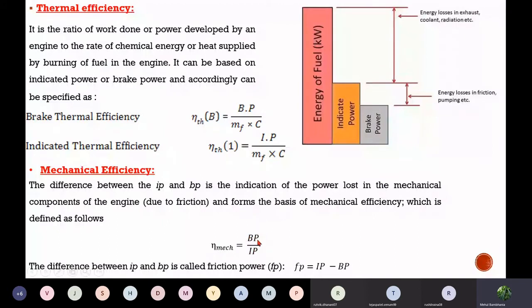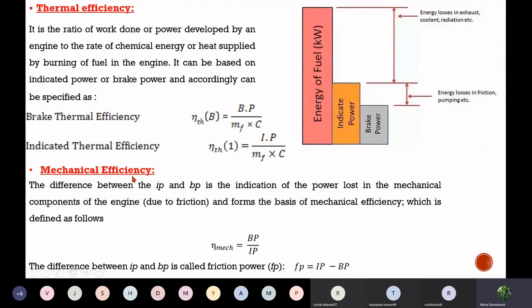When you are considering the mechanical efficiency, this is the output and this is the input. Output is in terms of shaft power, and what is the input? Definitely that is the reciprocating motion of the piston. So this is my input. It is generally referred to as indicated power, and output is in terms of brake power. So whatever efficiency we derive from that is called mechanical efficiency.